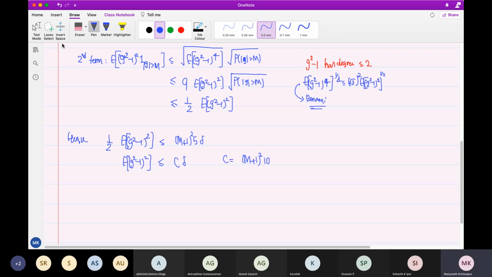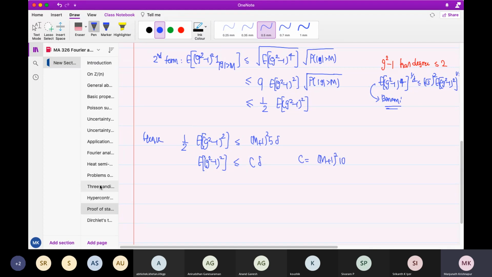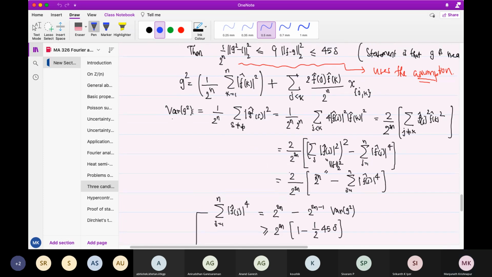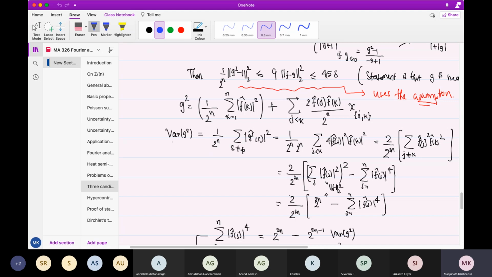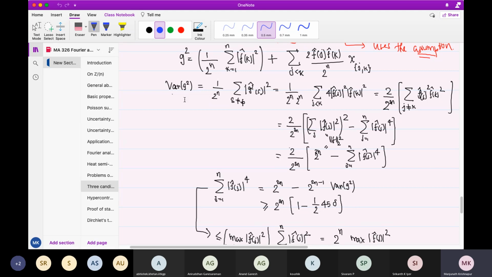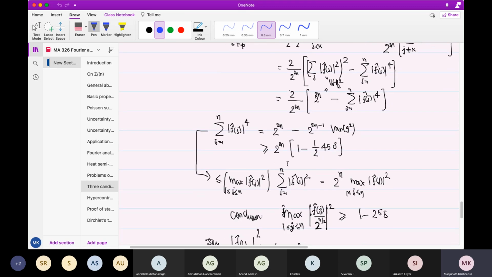Okay. Now, if you go back to what I did earlier, once I have expectation of (g square minus 1) whole square bounded by a constant times delta, then from that we get that the variance of g square is also bounded by the same, and we just use the Fourier expansion of g square, and write variance as the sum of squares of the non-constant Fourier coefficients. Okay, so that way we got that variance of g square is something 1 by 2 to the 2n, 2 to the 2n minus the fourth powers of f hat j, and so you get the fourth powers will be at least so much.